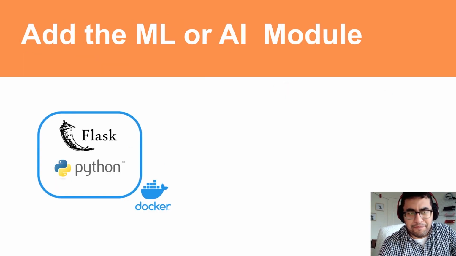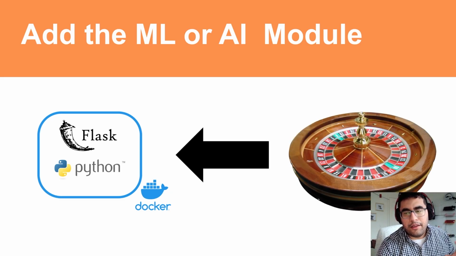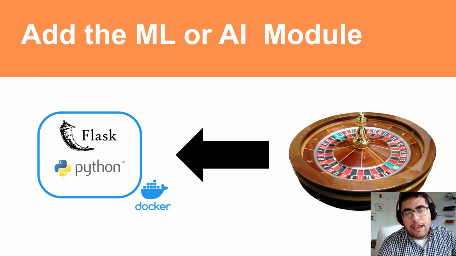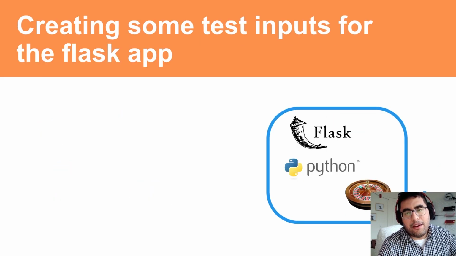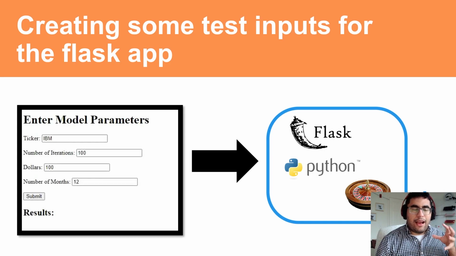And then the next session is adding a machine learning model. We're going to take the roulette wheel and basically put it into the Flask app. And then after we've put it in the Flask app, we're going to create some UI inputs to test the algorithm, make sure that it works on deployment and that we're serving up the results as soon as possible.